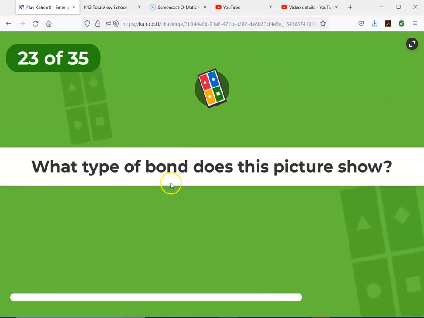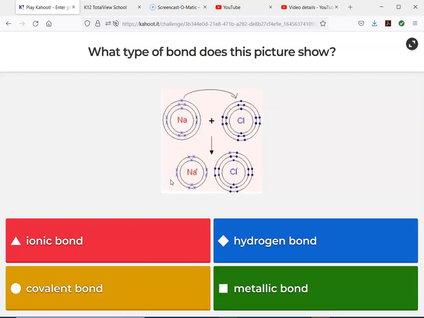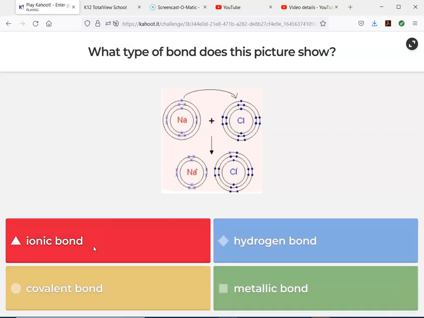23. What type of bond does this picture show? You can see that the sodium gives its 1 single valence electron to the chlorine, and you end up with a positive sodium ion and a negative chlorine ion, and a positive attracts a negative. By definition, I have a metal and a non-metal. Sodium is a metal, chlorine is a non-metal. I know that because I can look at it on the periodic table. And yes, you are allowed to use a periodic table on your test. It just has to be a plain, simple one. It is an ionic bond.